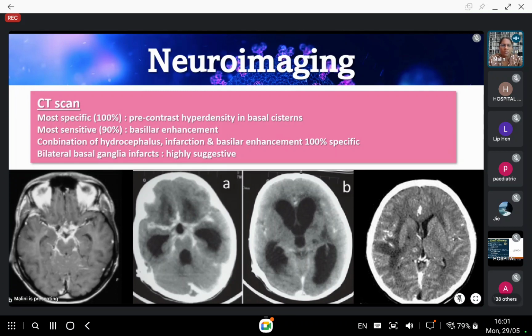Which is why, if we see a child coming in with acute hydrocephalus, which seems infective in origin, you need to think about TB as your differential diagnosis, especially if your neuroimaging shows infarction and basilar enhancement. Meaning, I don't think you need to wait for cultures. You probably need to discuss with the ID team and start treatment. Bilateral basal ganglia infarcts are also common, mainly because of the vasculitis.